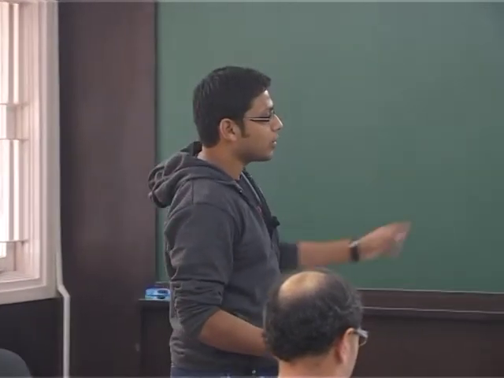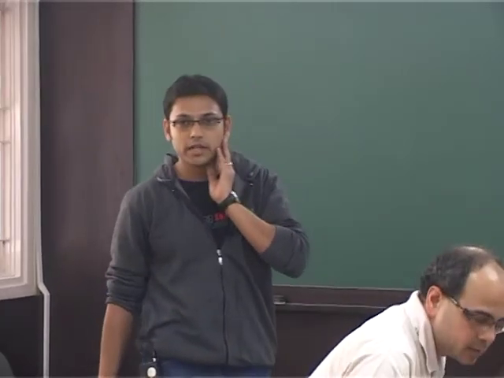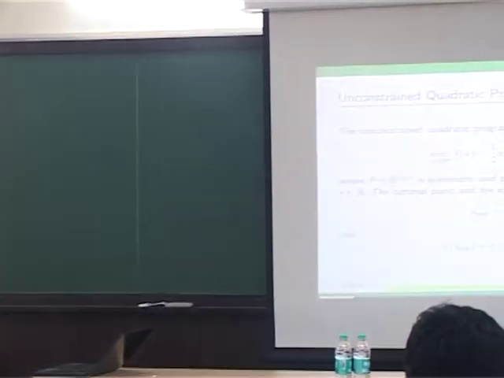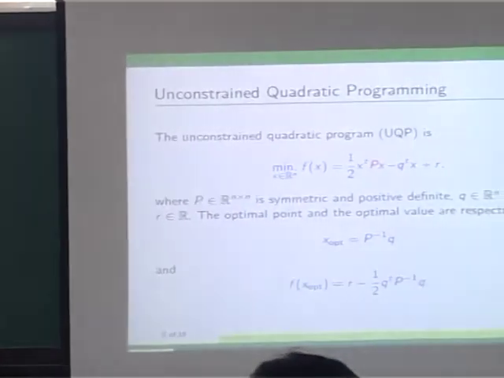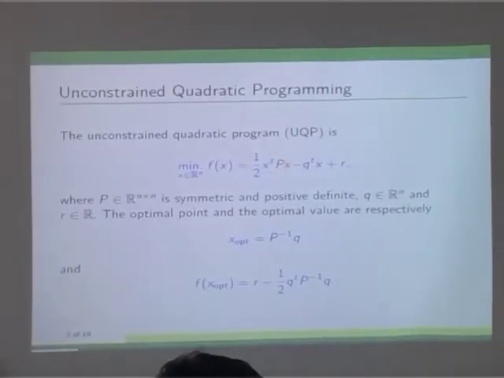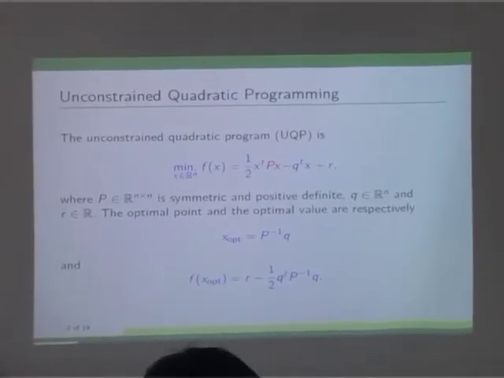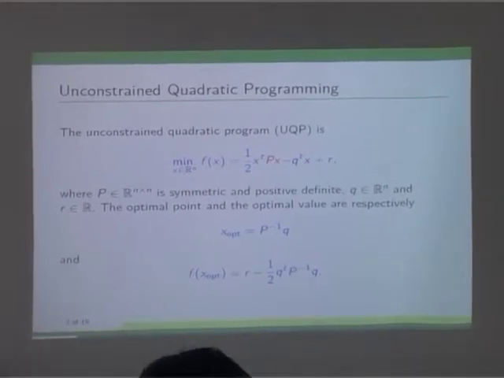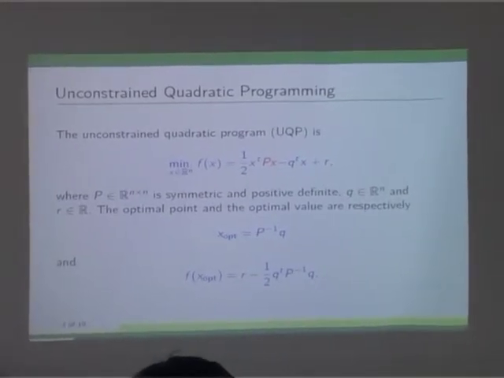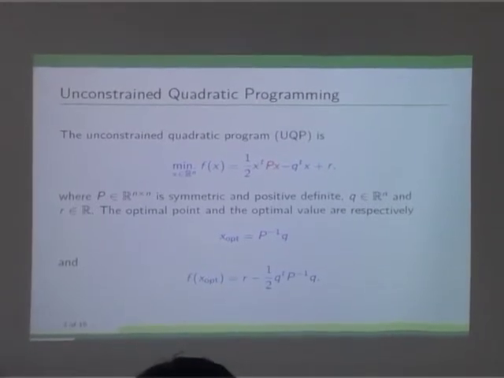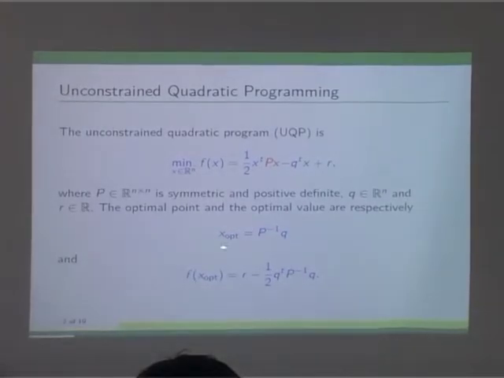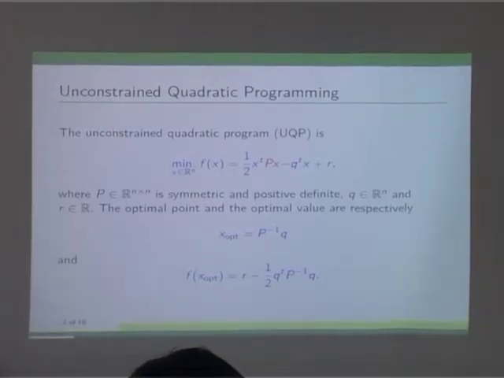Just to have a quick recap, what is unconstrained quadratic optimization? We want to minimize this function, half x transpose Px minus x transpose q plus some constant, where we assume that this matrix P is a square matrix of size n cross n. We assume that it is symmetric and positive definite. So we assume the simplest possible case, and one can check that the optimal point is given by x opt equal to P inverse q, and f of x opt is given by this form.